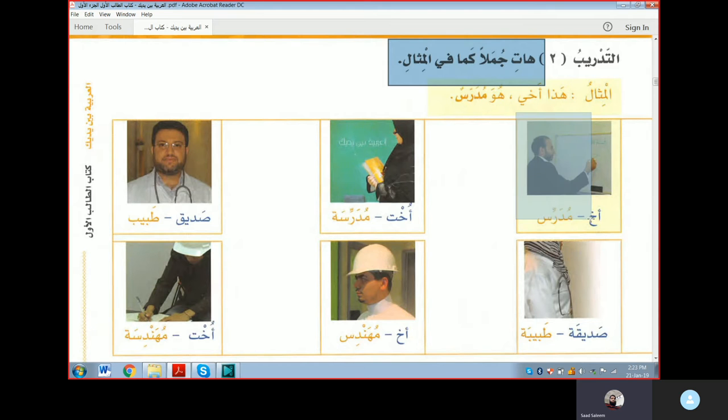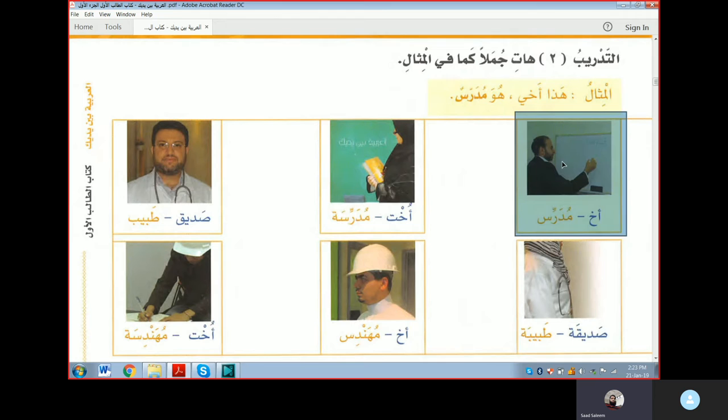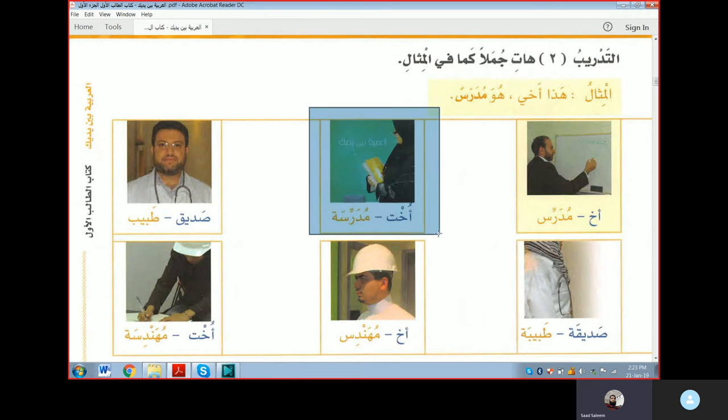So in the example we have a picture here. This man is a teacher, and they have given two words, akh and mudarris. So we made the sentence, haza akhi. We added ya at the end to make it mine, my. Haza akhi, this is my brother. Huwa mudarris, he is a teacher. So similarly, make a sentence for this picture.